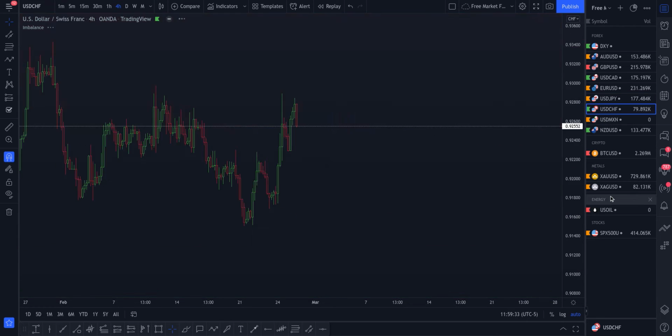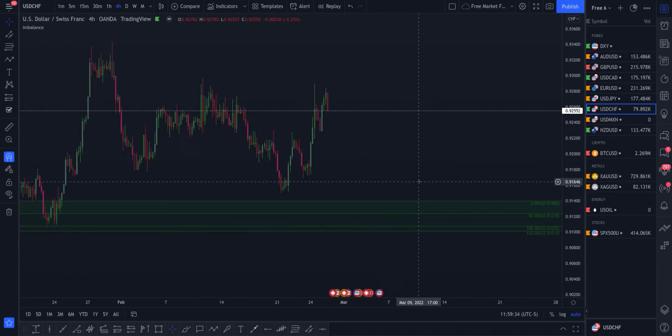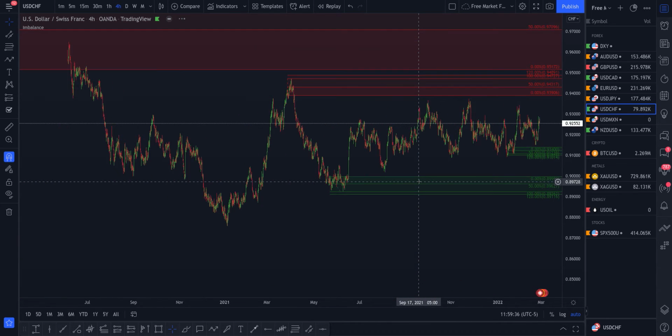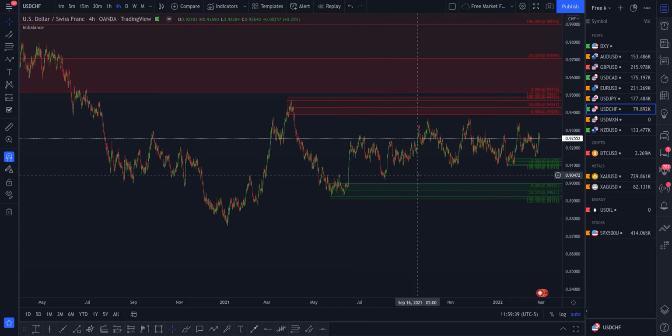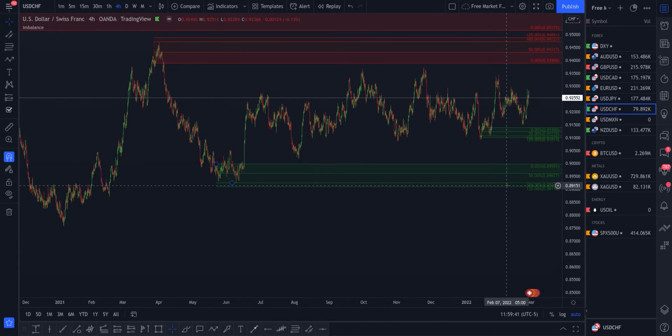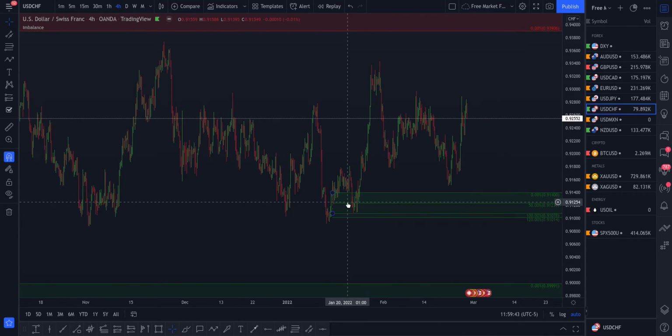All right, USD Swiss, moving right along here. Institutional bias is long. We are currently on an uptrend leg. All right, let's take a look here. This low did take out this high and created a new high. All right, this low was created.